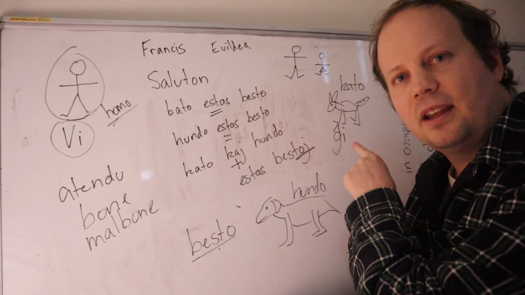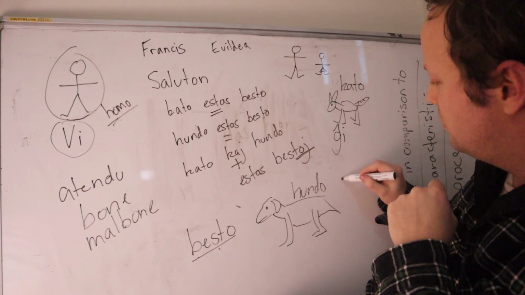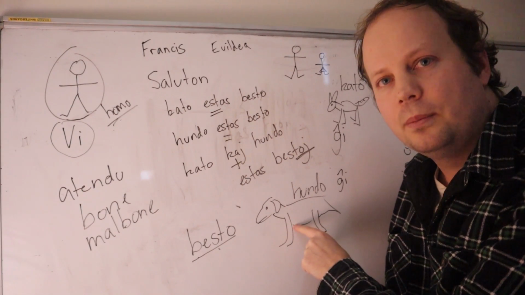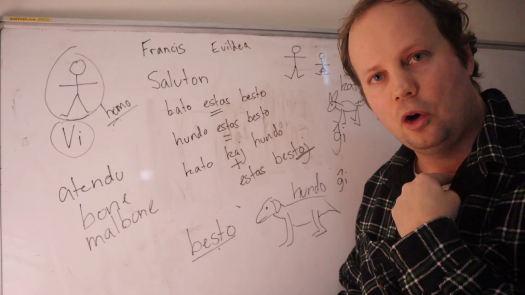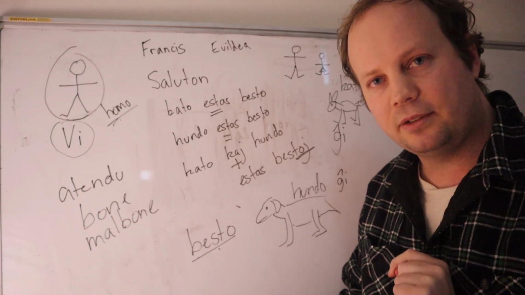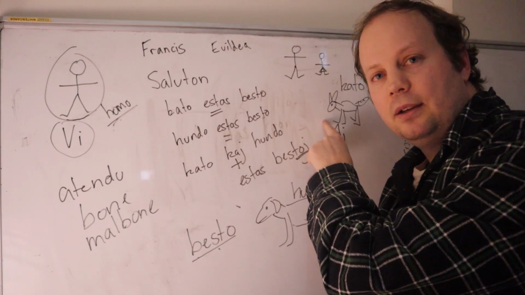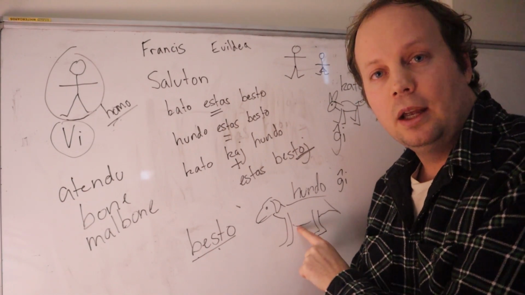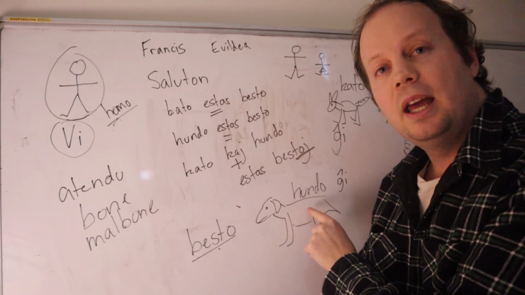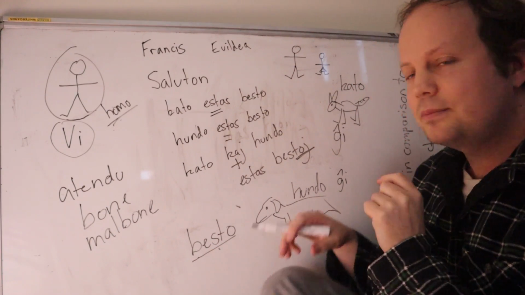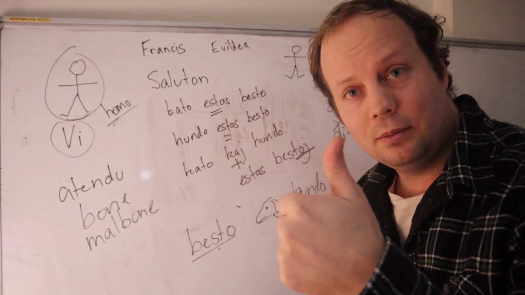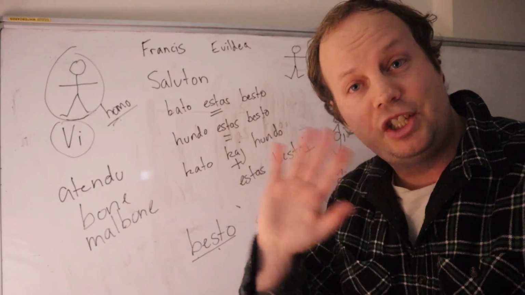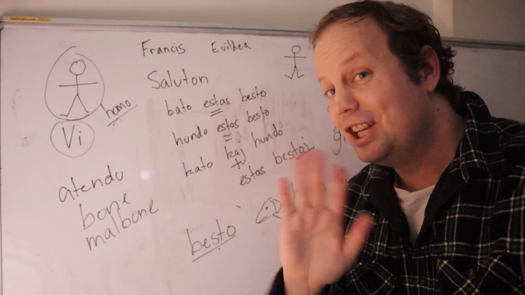Gi estas besto. Mi estas homo. Vi estas homo. Gi. Kato. Gi estas besto. Gi. Hundo. Gi estas besto. Bone. Gis.